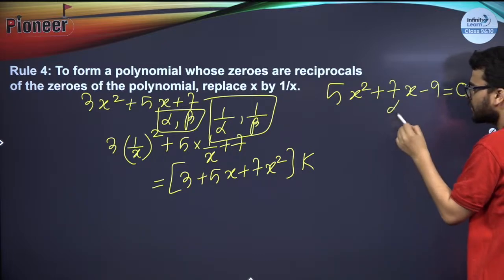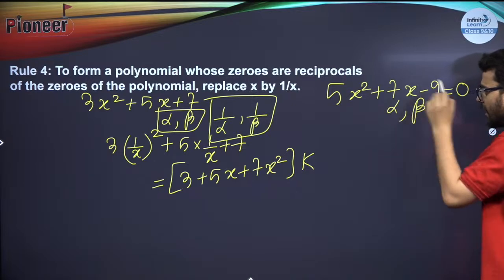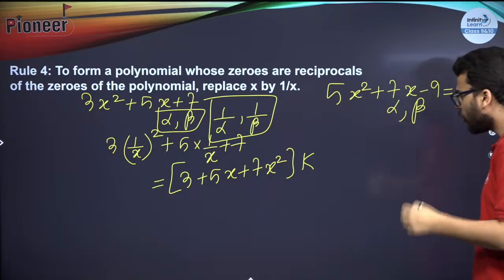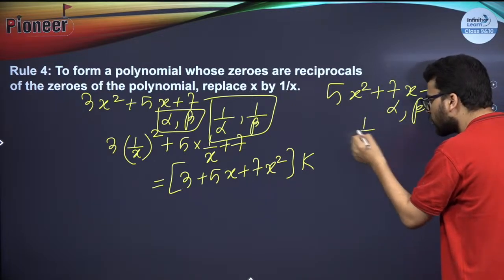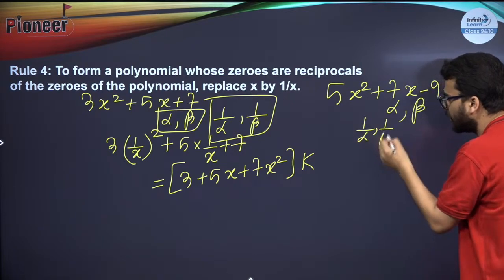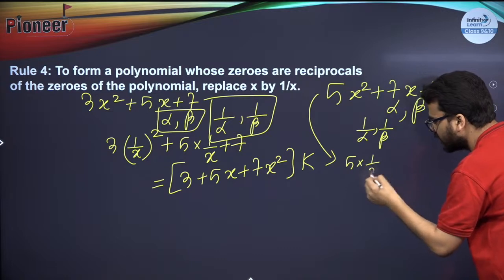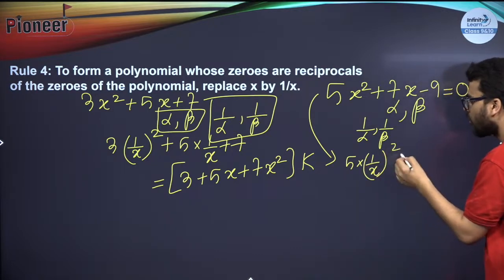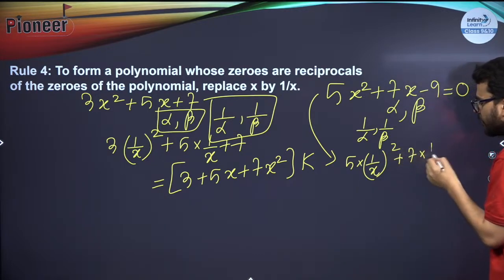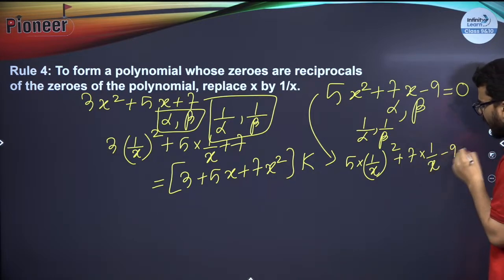Suppose the zeros, or roots, of this equation are alpha and beta. For example, I want a quadratic equation whose roots are 1 by alpha and 1 by beta. Then you'll get a unique answer. In place of x, just put 1 by x, right? So you'll get a unique quadratic equation only. So this you can simplify and you'll get the answer.